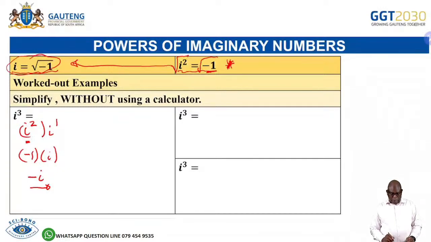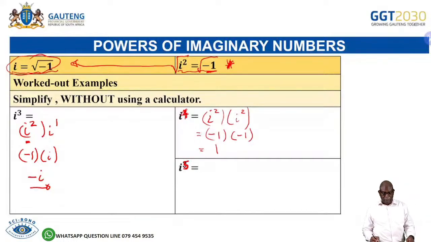Right. So now let's change this one, it should be i to the power of 4, and that one should be i to the power of 5. So if I have i to the power of 4, how am I going to do that? Same thing. I'm going to have i squared multiplied by i squared, and I'll get a 4 here, 2 plus 2 is 4. So what is i squared? It's negative 1. What is another i squared? It's negative 1. So negative 1 times negative 1 will give me a positive 1.